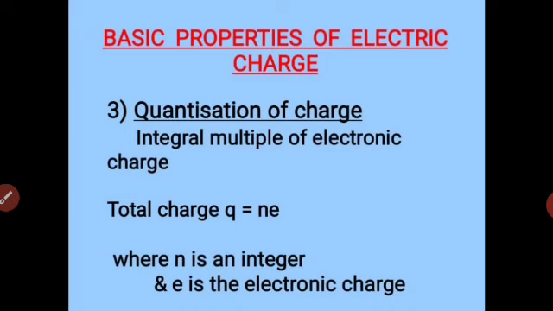The third property is quantization of charge. That is, charge exists as an integral multiple of the electronic charge. Now what is an electronic charge? It is the charge carried by an electron. An electron has a charge of 1.6 times 10 to the power minus 19 coulomb. This charge is negative for an electron, and thus the total charge becomes Q equals N times e, where N is an integer. Thus, the total charge acquired by a body will always be an integral multiple of the electronic charge.